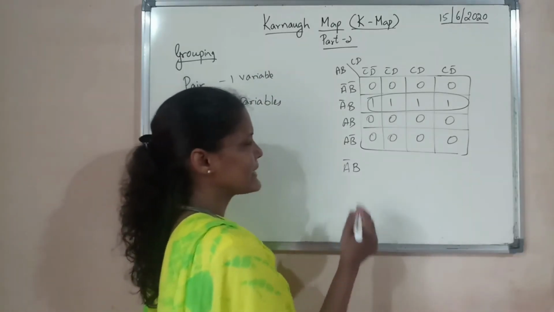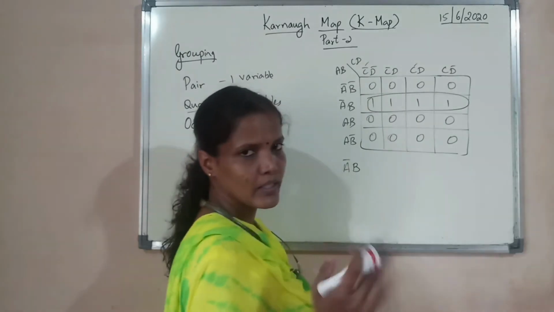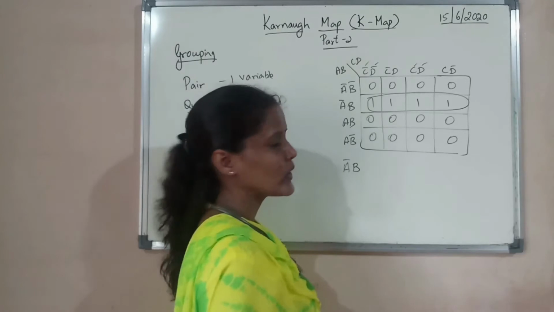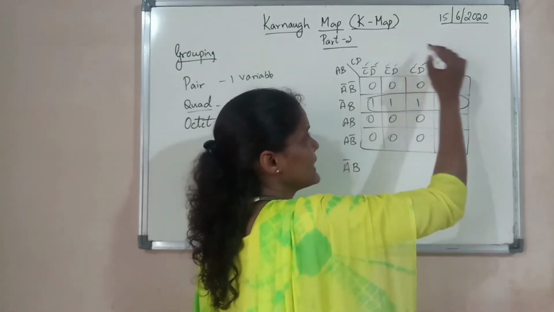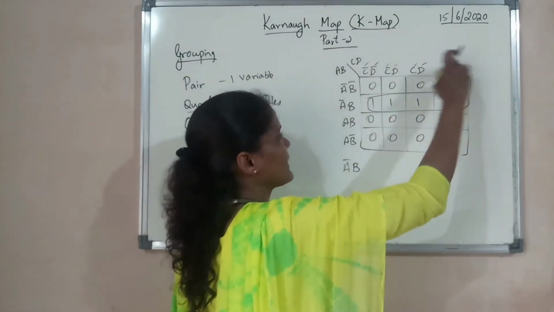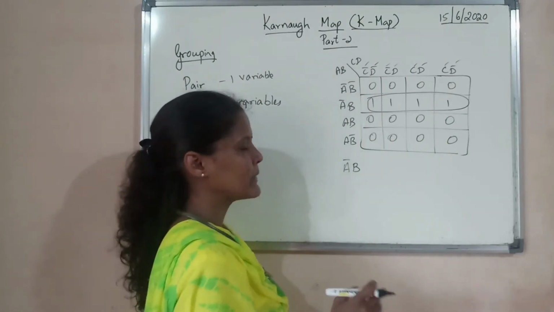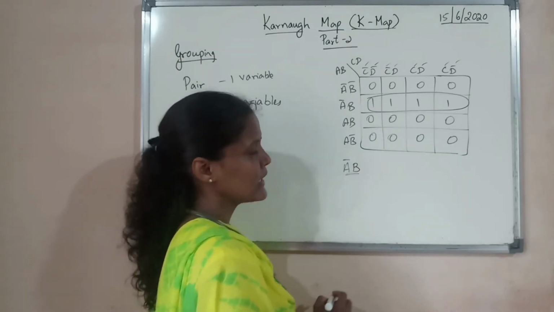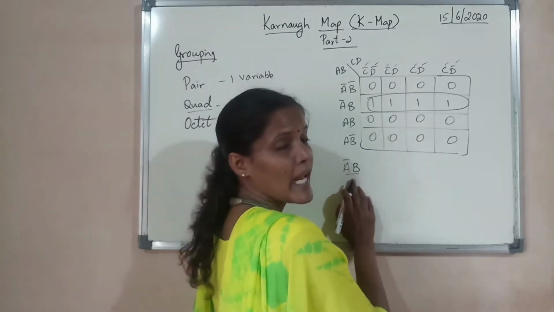Which two variables? Here C bar is there, C is here, C gets cancelled. D bar is there, D is here, so even D gets cancelled. C bar, C, again that C is also getting cancelled. D bar, even D is getting cancelled. So the entire columns, the C and D variables, will be completely eliminated, and I am left with only A bar B. So the simplified Boolean expression for this particular K-map is A bar B.